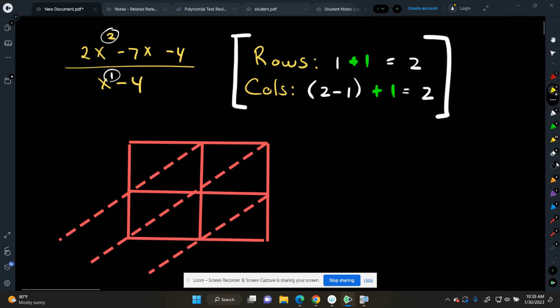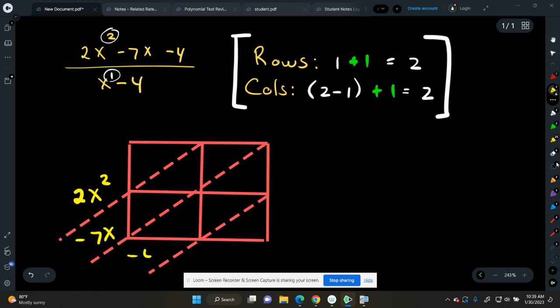Okay, so we're going to take the polynomial on top. That's going to be our diagonal: 2x to the second minus 7x minus 4. And then the one on the bottom, I'm going to write that over on the side. If you write it on the top, that's okay. Doesn't matter. Now we're trying to figure out what goes on top.